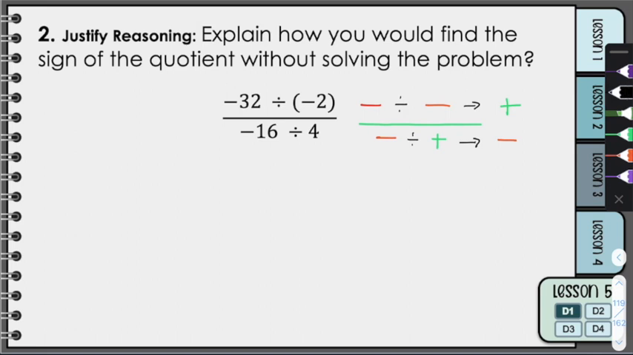So now we have a positive over a negative value. That's basically saying we have a positive divided by a negative. So positive divided by a negative would equal a negative. So we know that the sign of the quotient would be negative. And showing this is justifying, it's showing our evidence to why our answer would be negative.